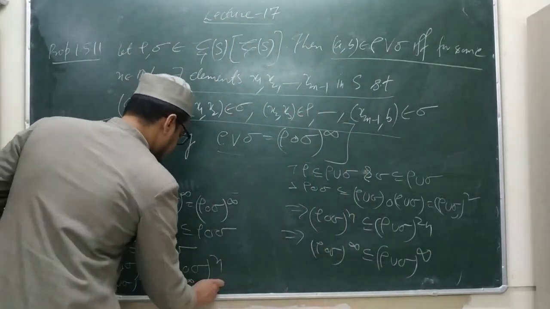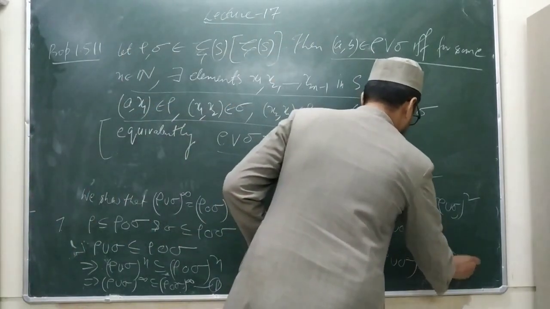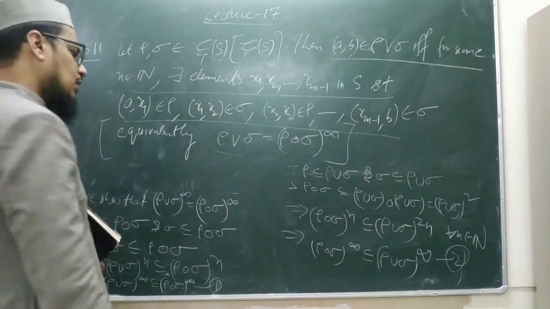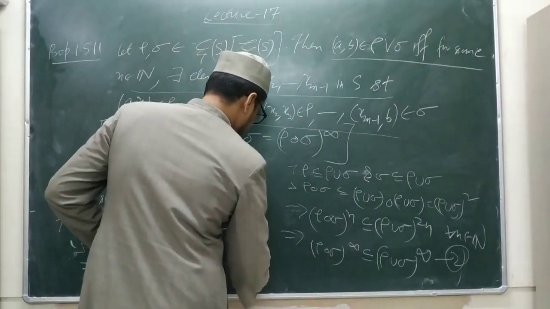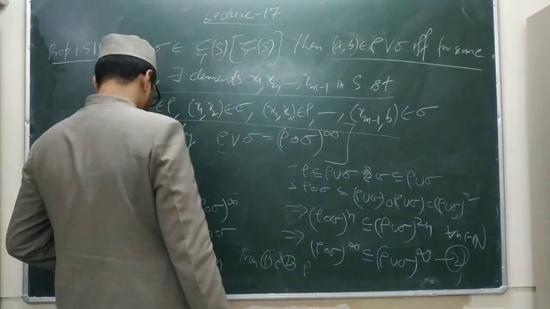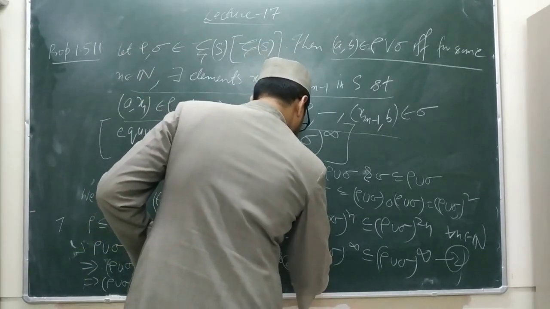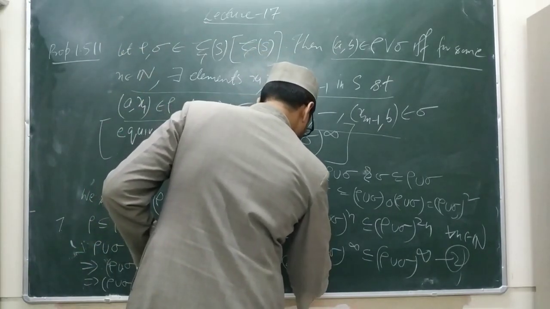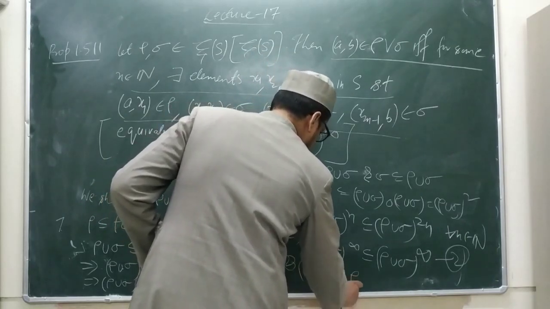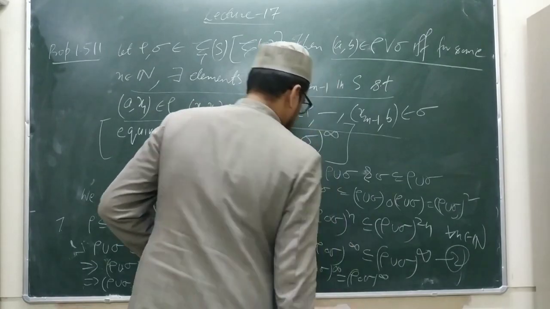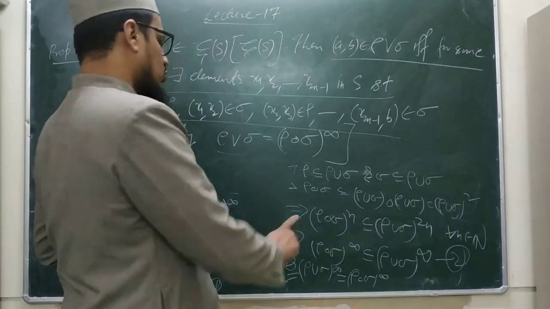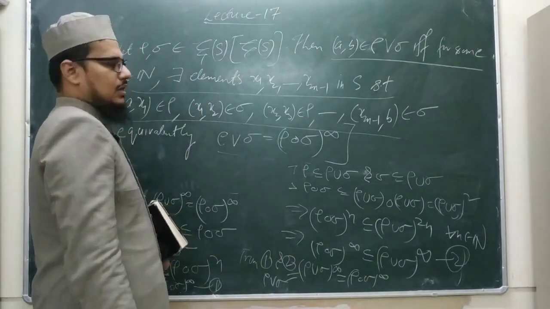Now from 1 and from 2, because this is for every n belonging to the set of natural numbers, correct? So from 1 and 2 we conclude that rho union sigma to the power infinity is equal to rho composition sigma to the power infinity, and this is what? This is the rho join sigma. So we have proved that rho join sigma is equal to rho composition sigma to the power infinity.